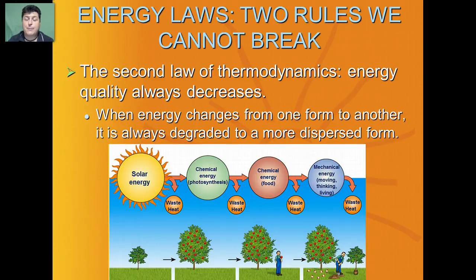Now, the second law of thermodynamics says that energy quality is always going to decrease. As energy changes from one place to another, there's always going to be a degradation to a more dispersed form. For example, as the sun's energy is converted into carbohydrates through the process of photosynthesis, and then as we consume those sugars and transfer that energy into the bonds of ATP, and then as we use that stored potential energy from ATP so that we can move and think and live, every conversion results in heat, which is a more dispersed form, a degraded form of that original energy.